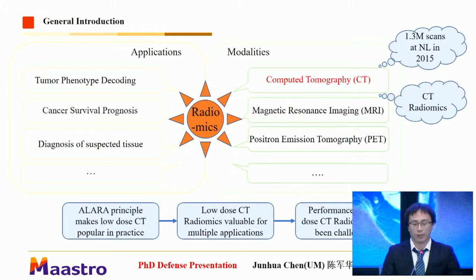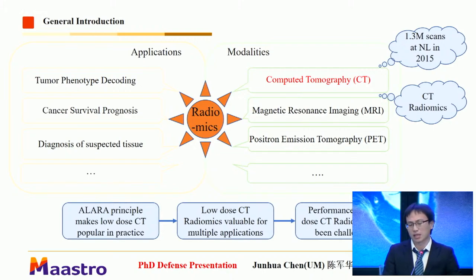Radiomic features have been applied for multiple clinical applications in oncology, such as tumor phenotype decoding, cancer survival prognosis, and diagnosis of suspect tissues. Moreover, radiomic features have shown effectiveness for applications in most clinical imaging modalities, such as CT, MR, PET. Statistical data shows that CT is one of the major examinations in clinical practice. Around 1.3 million CT scans were collected in the Netherlands in 2015. Extracting CT radiomics has big potential to take part in clinical practice for decision support.